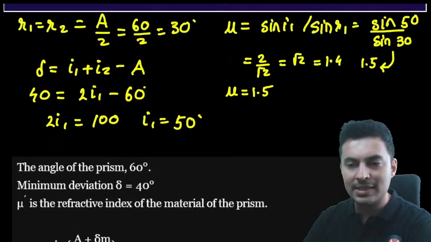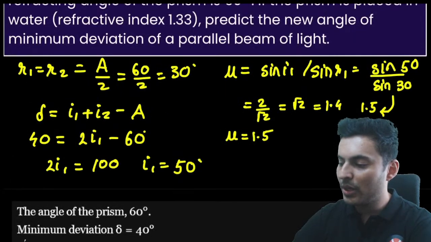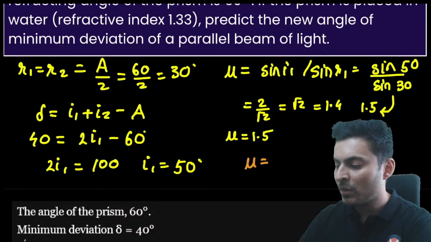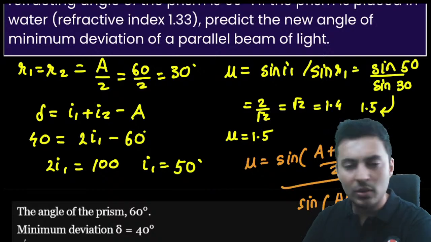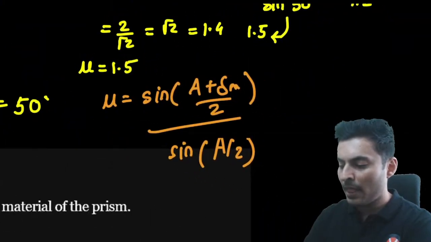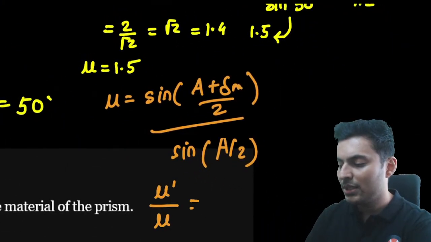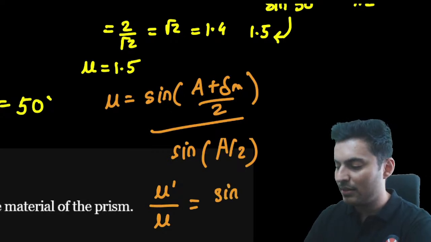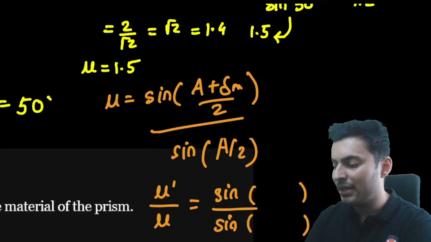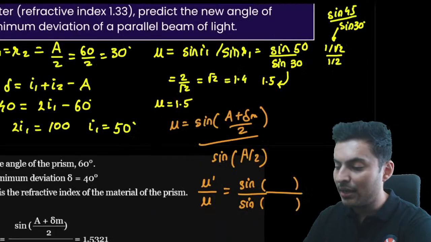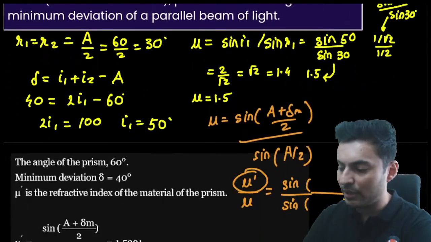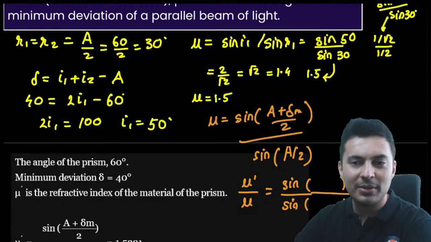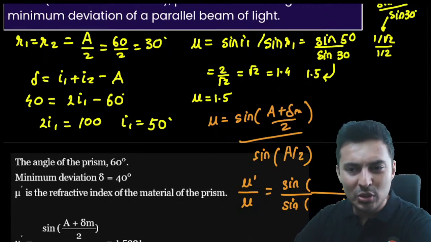Is that okay? Is the answer 1.5? Yes, definitely. So you can also alternatively use this formula. Mu is equal to sine of (A plus delta minimum) by 2 divided by sine of A by 2. There is no harm. And then you can find mu prime by mu is equal to sine of this divided by sine of this. When you divide them, you can get the new angle of deviation. Got it? Because you know the new refractive index and the old refractive index, you can just divide them. Cool, guys. Will you be able to do it?